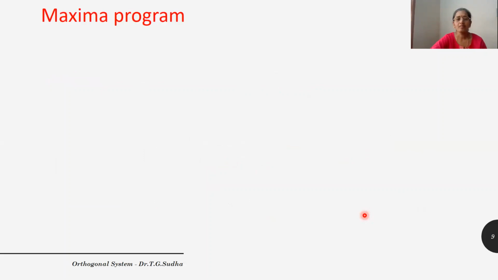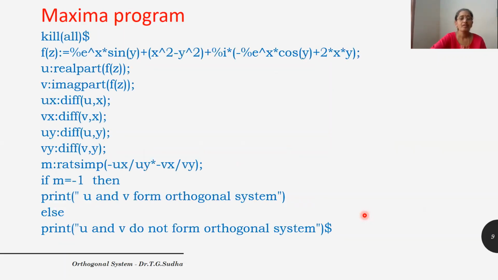Now let us see the Maxima program for this. Here you have kill(all), which deletes all the user variables, functions, arrays, etc., and resets all the default functions. U is the real part of f(z). F(z) is a function here, so colon equals.